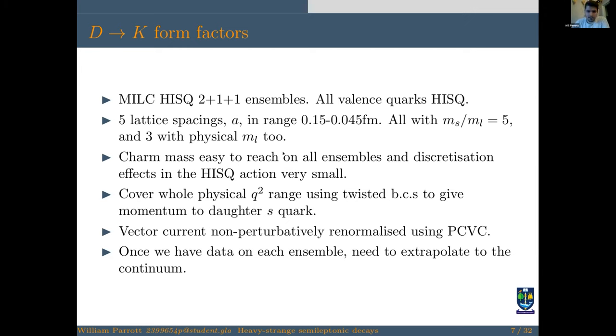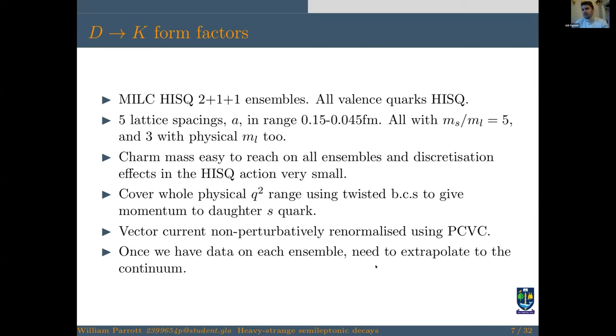The charm mass is very easy to reach for us, and there are small discretization effects associated with this in the HISQ action. We can cover the full q squared range using twisted boundary conditions on the daughter quark. And we non-perturbatively renormalize the vector current using the partially conserved vector current here.